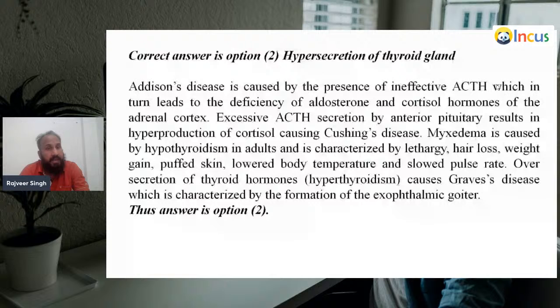Myxedema is caused by hypothyroidism in adults and is characterized by lethargy, hair loss, weight gain, puffed skin, lowered body temperature, and slow pulse rate. Oversecretion of thyroid hormones, hyperthyroidism, causes Graves disease, which is characterized by the formation of the exophthalmic goiter. So answer will be second.